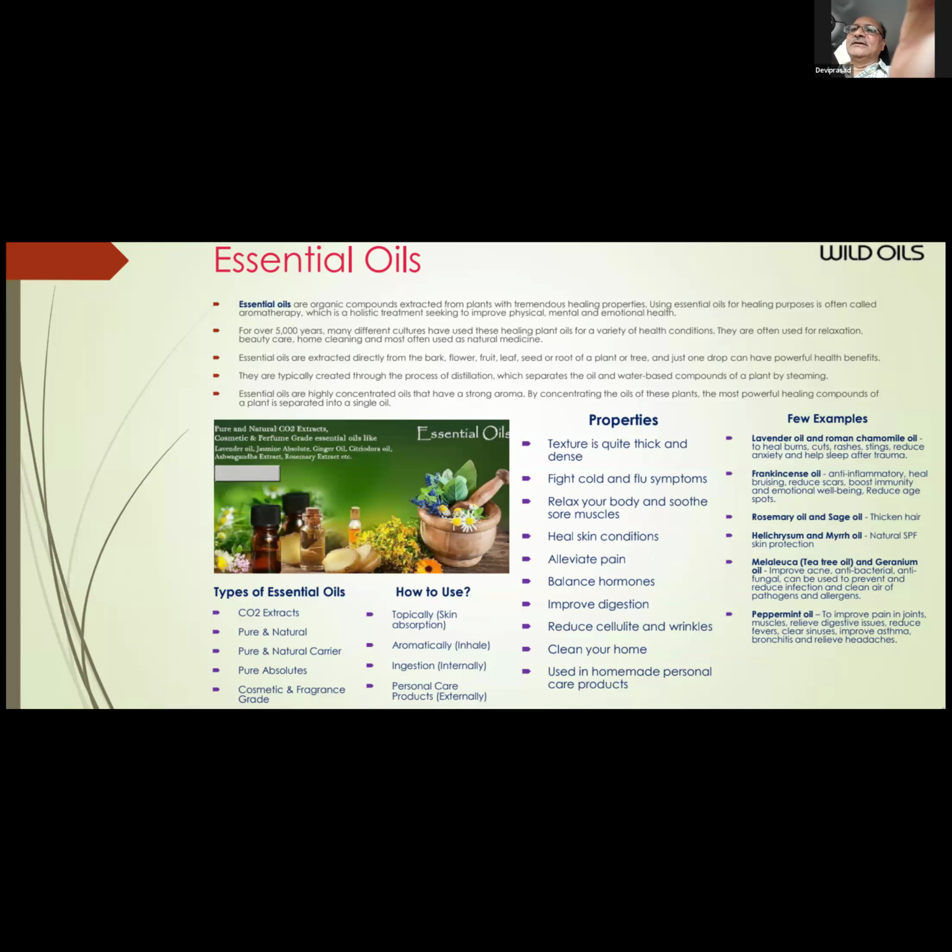So you can see the screen. We have already mentioned the properties. The texture is quite thick and dense. Fight cold and flu symptoms. Relax your body and soothe sore muscles. Heal skin conditions. Alleviate pain. Balance hormones. Improve digestion. Reduce cellulite and wrinkles. Clean your home. Used in homemade personal care products. So essential oils are also one of the essential parts of our living, you can say.